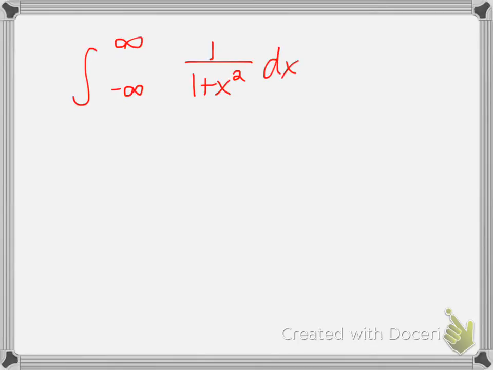Alright, this one is improper because of the infinity and the negative infinity, so that's kind of strange. Now, this one is kind of weird because this is not one of our normal formulas. I don't know if you remember this, but that is the formula for arctangent. The derivative of arctangent is that, so that means the antiderivative here is arctangent of x.